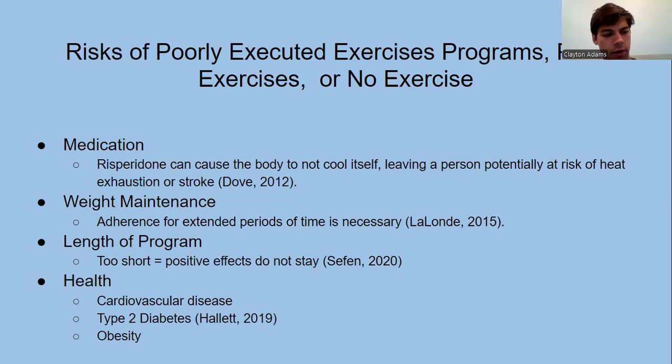And again, as a community, individuals with autism spectrum disorder are at greater risk for cardiovascular health problems, obesity, and type 2 diabetes. If they do not exercise, they have an increased risk of those issues in their life.